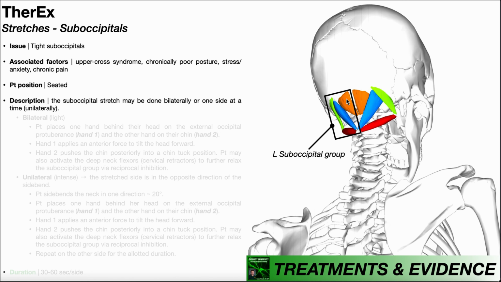In orange here is the rectus capitis posterior minor. In blue, rectus capitis posterior major. In red, obliquus capitis inferior, and in green, obliquus capitis superior.